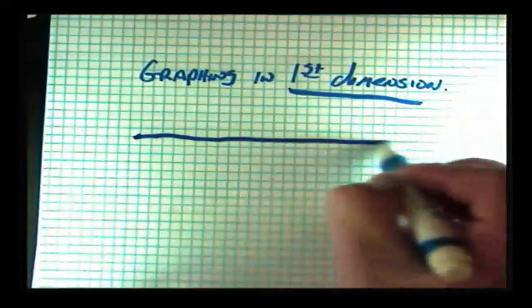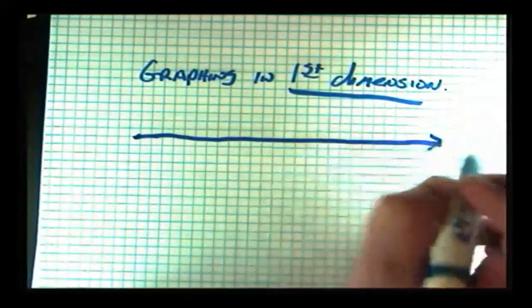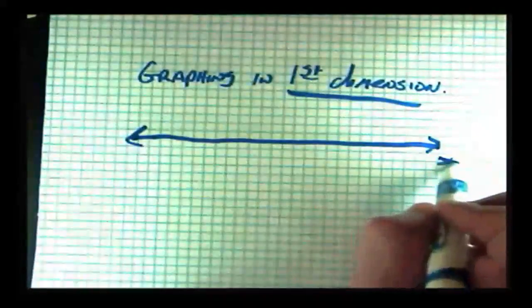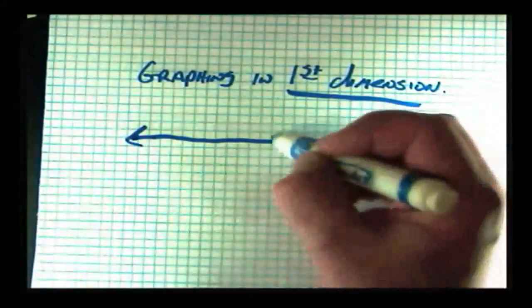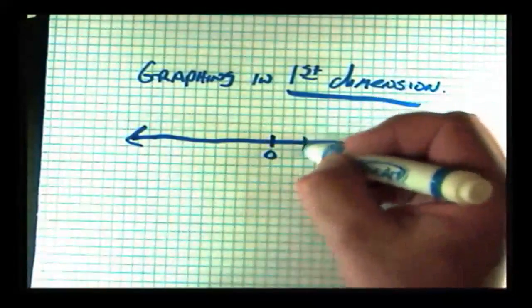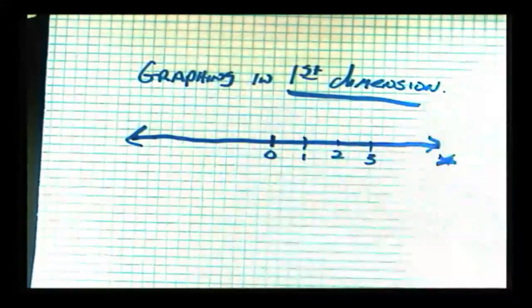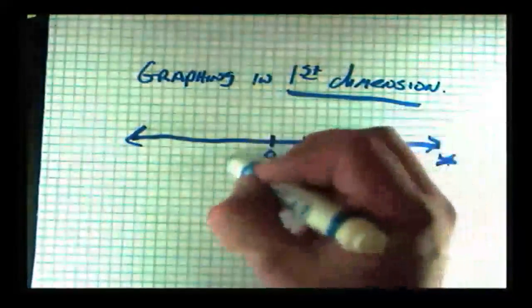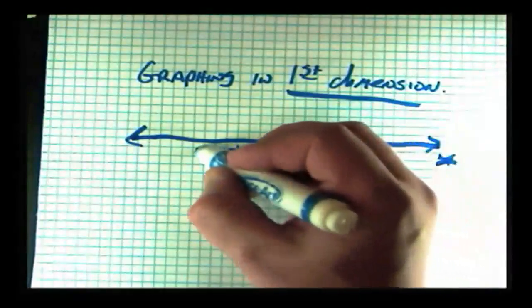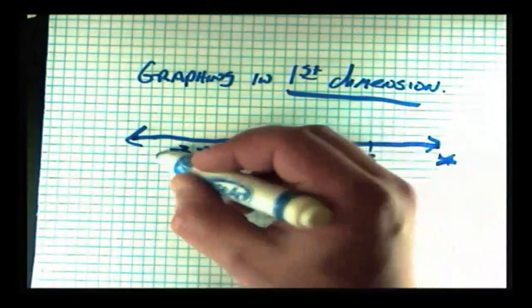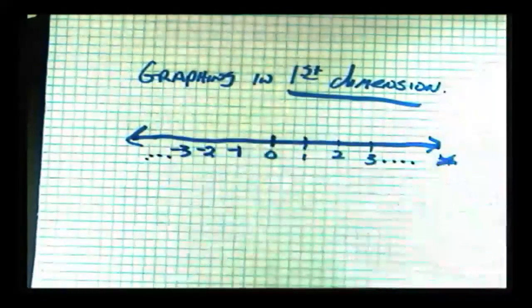Well, the first dimension is just a line, right? So it's going to be our x-axis really without the y-axis. So there's our line. So we'll call it x. This is all the numbers on x, and we have 0 in the middle, and of course 1 and 2 and 3 going to the right, and of course to the left we have -1, -2, -3, and so forth, right? They go both directions.